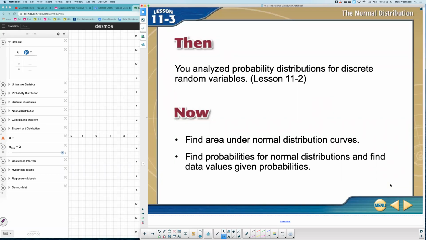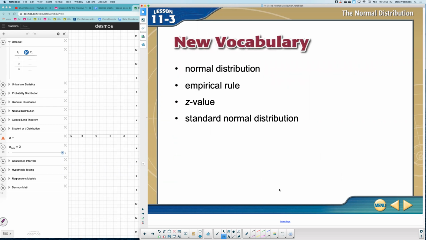Let's take a look at lesson 11.3, the normal distribution. Wow, this lesson's pretty cool. So what we've done in the past is we've analyzed probability distributions for discrete random variables. Now we're going to find values that are normally distributed over curves. And this is pretty neat. What it's saying is in a normal distribution, things seem to happen pretty symmetrical.